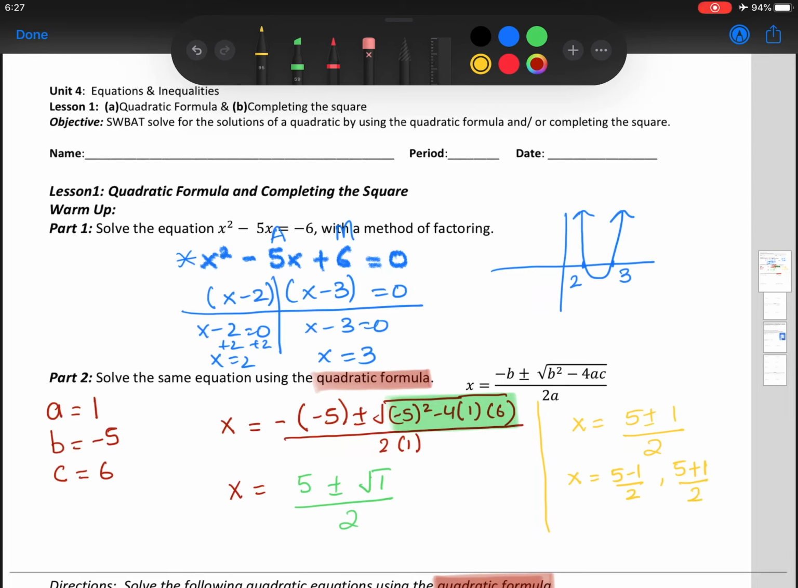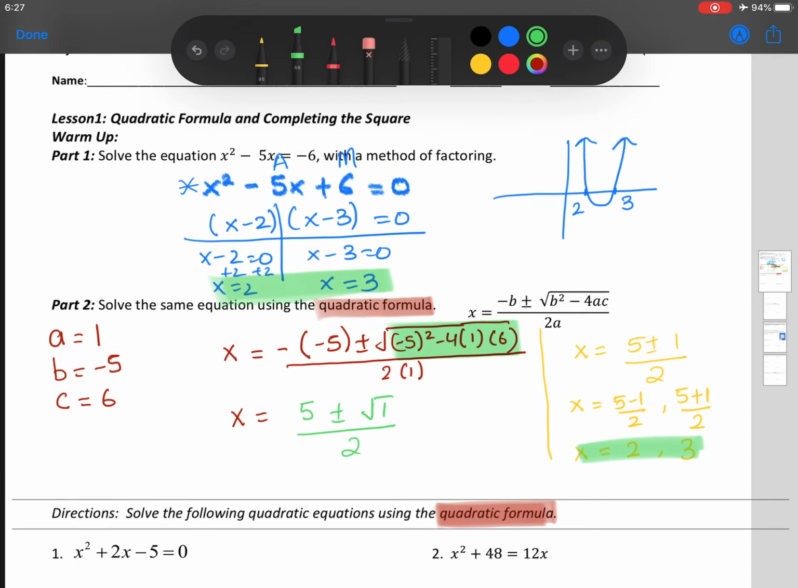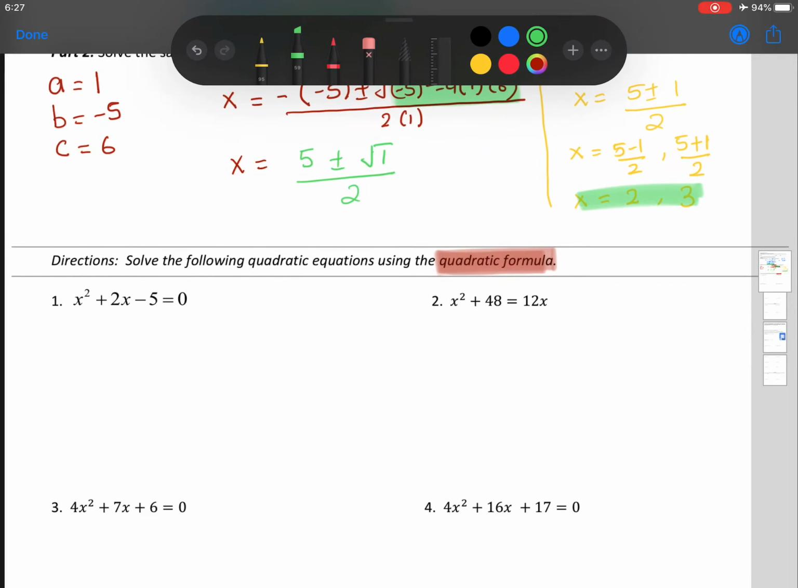So what's 5 minus 1 over 2? So first you do the numerator. Simplify the numerator, which is 4. 4 divided by 2 is 2. 5 plus 1 is 6. 6 divided by 2 is 3. No matter which method you picked, you got the same solution. Here by factoring, and in the second part, we did it by using the quadratic formula. Some questions you can't factor, and that is when you have to use the quadratic formula.